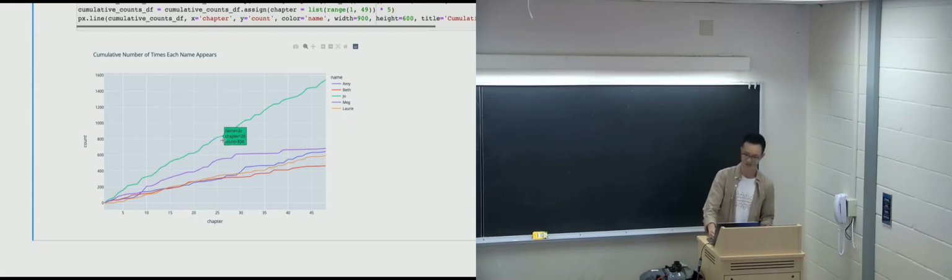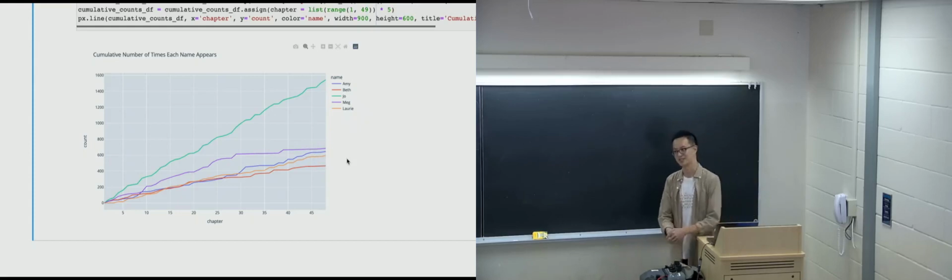Okay, last question before we go. Laurie marries one of the sisters near the end of the book. Which sister? Can you tell? So Laurie is the yellow line here, and he marries one of the sisters at the end of the book. Amy, right? Yeah, why do you say that?